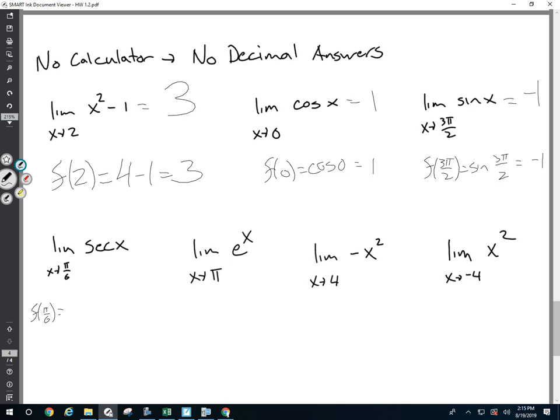Got to find the secant of pi over 6. Coming at you randomly. Cosine of pi over 6 is root 3 over 2, so that'd be the flipped, 2 over root 3. X approaches pi of e to the x. Oh gosh, this seems really complicated. Well, what's f of pi? E to the pi. How am I going to write my answer? As e to the pi. Okay, don't worry about it. Don't plug it in your calculator. Don't give me a decimal. Just leave it like that. That's correct.